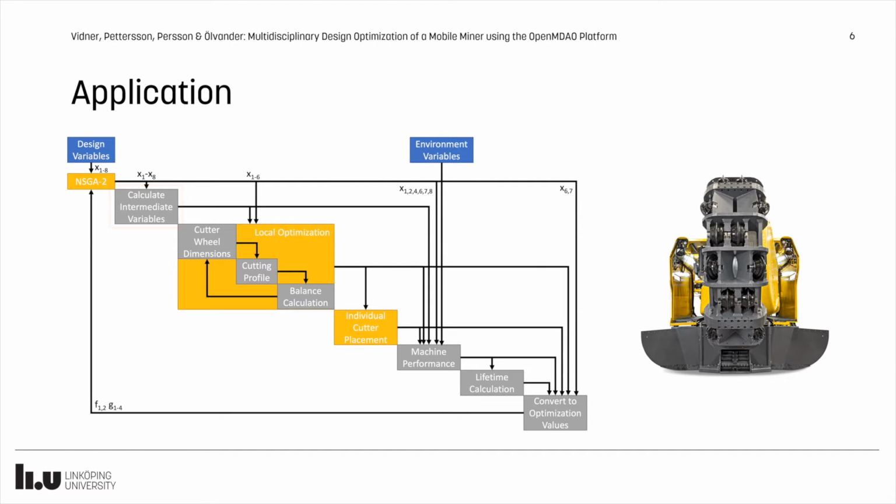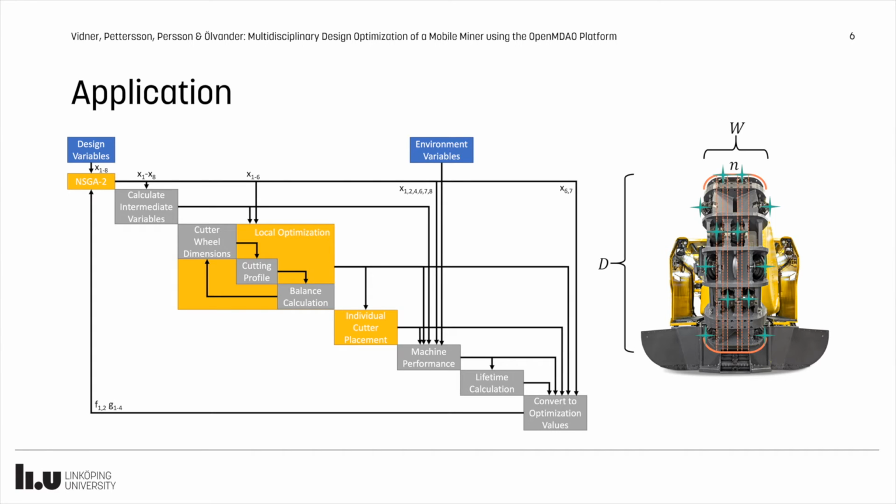First, a set of intermediate variables are pre-calculated to simplify for other models. Then, the cutter wheel dimensions and the cutting profile are determined together using a nonlinear solver. At this stage, the number of cutters is fixed, but the placement of each individual cutter is yet to be determined. Another internal optimization loop is used here to solve the placement problem. Now we can determine the performance and lifetime of the machine and convert these metrics into objective and constraint values. Here the process starts over with new design variable values.